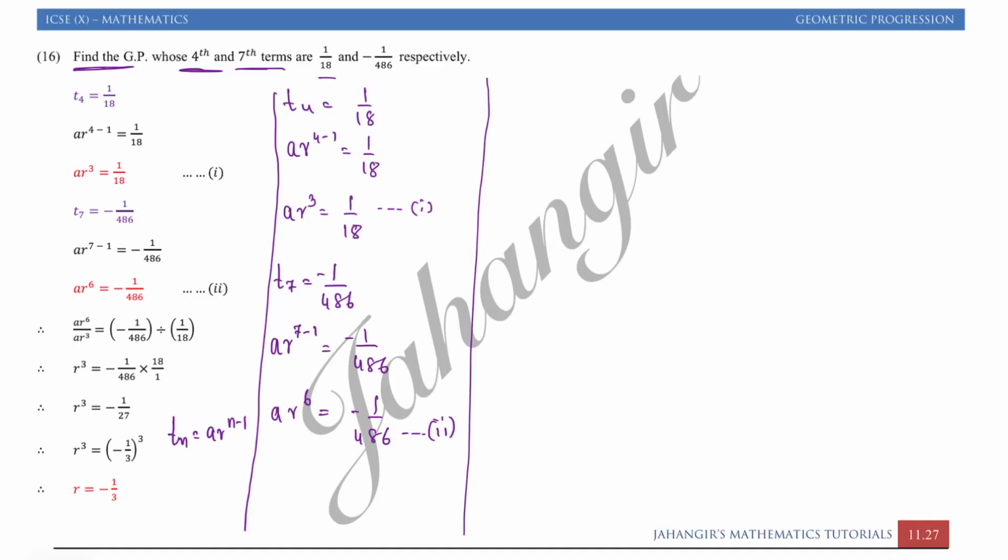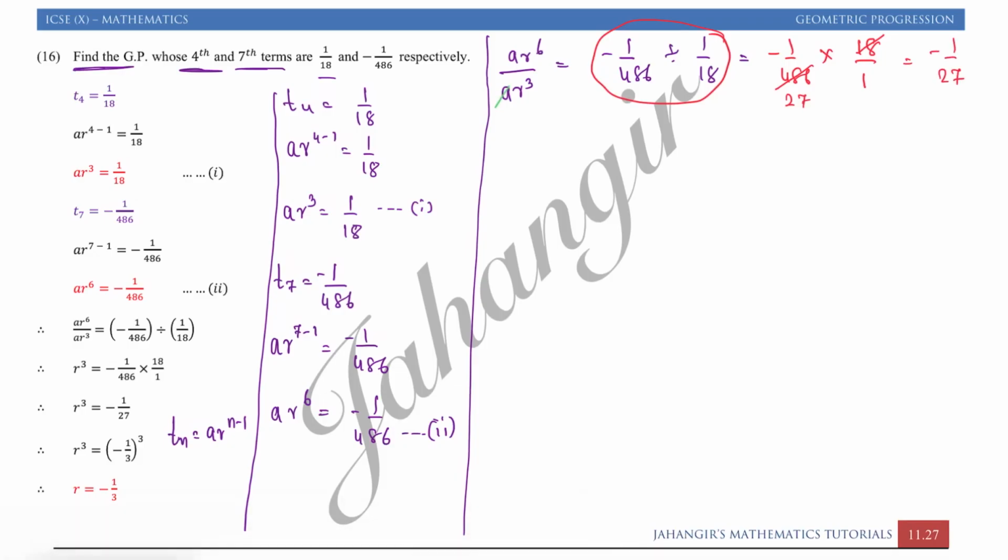Now I will just divide the second equation by the first. So keeping A R raised to 6 in the numerator, A R cube in the denominator, and minus 1 upon 486 divided by 1 by 18. This division part you can write as minus 1 upon 486 multiplied by 18 by 1. If you just cancel it out, 18 ones are 18, 27, so you will get minus 1 by 27. So cancelling out A and A, R raised to 3 and R raised to 6, you will get R raised to 3.